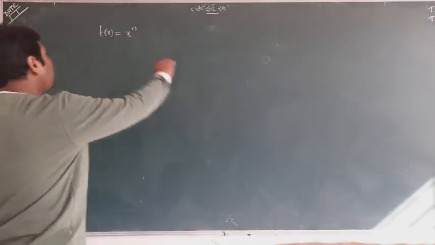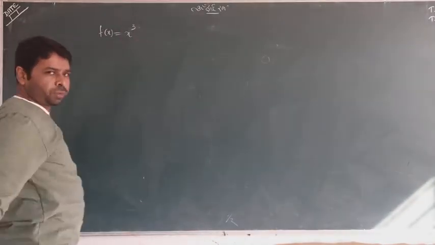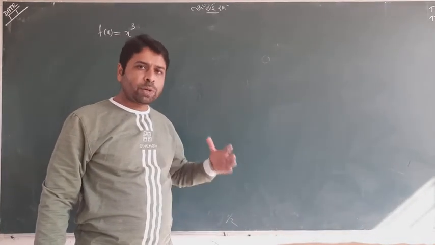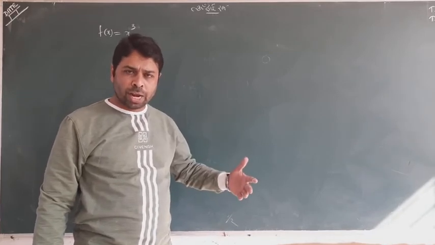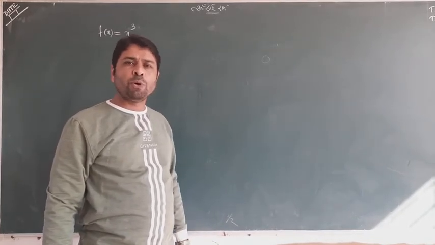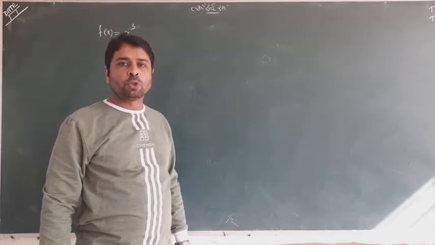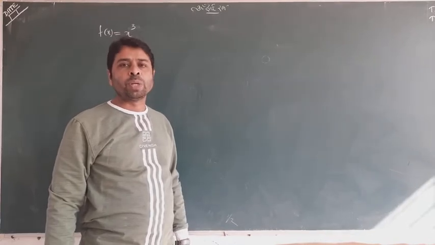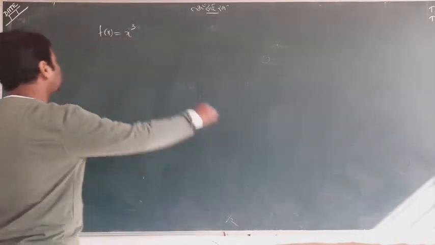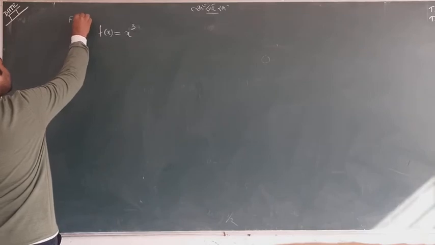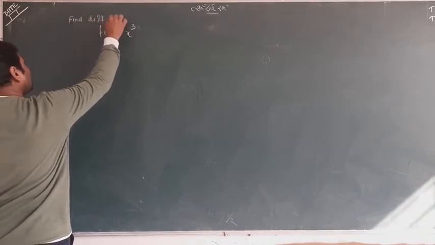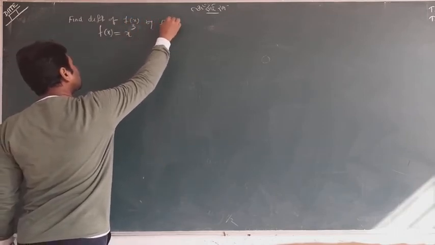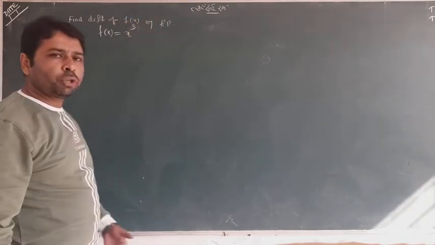I take a particular value, like 3, and I want to see what the answer is. Whatever answer we get, we will try to make the same formula for x to the power n. So I have taken n equal to 3, and let's look at what the answer will be. This is my function, and the question is to find the differentiation of this function by first principle.